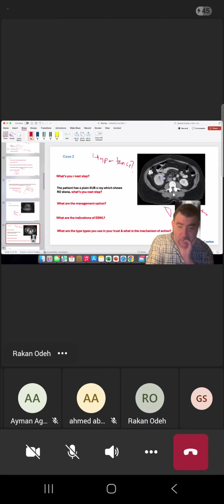Okay, fine. So for this case, I can see there is a moderate degree of hydronephrosis. So I would consider stenting the patient before any further procedure. So you will take this patient from the clinic. You will admit him to stent him.